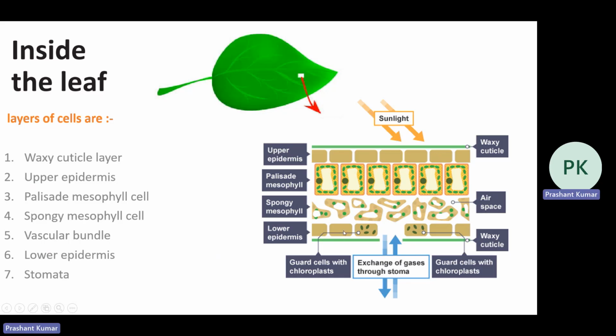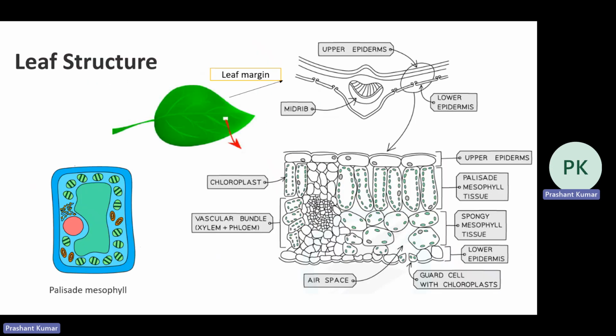Then we have lower epidermis. Then we have guard cells, and in between the guard cells we have a stomata, through which gas exchange takes place. Now, where are xylem and phloem? That's very important. Xylem and phloem are given here. This is the black and white image of the leaf structure. In the exam, they can ask you to label where xylem and phloem are. The innermost will be phloem and the outermost will be the xylem.